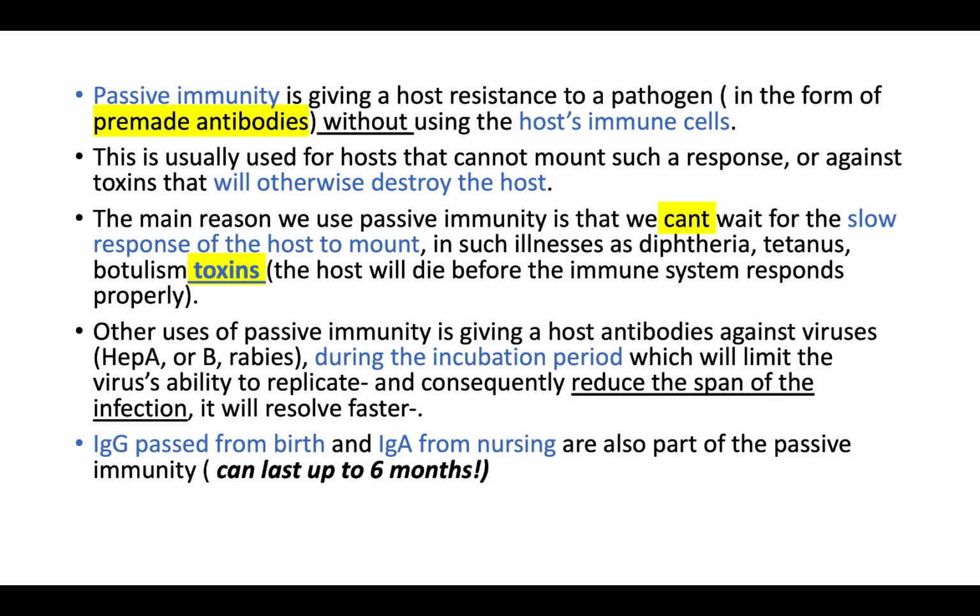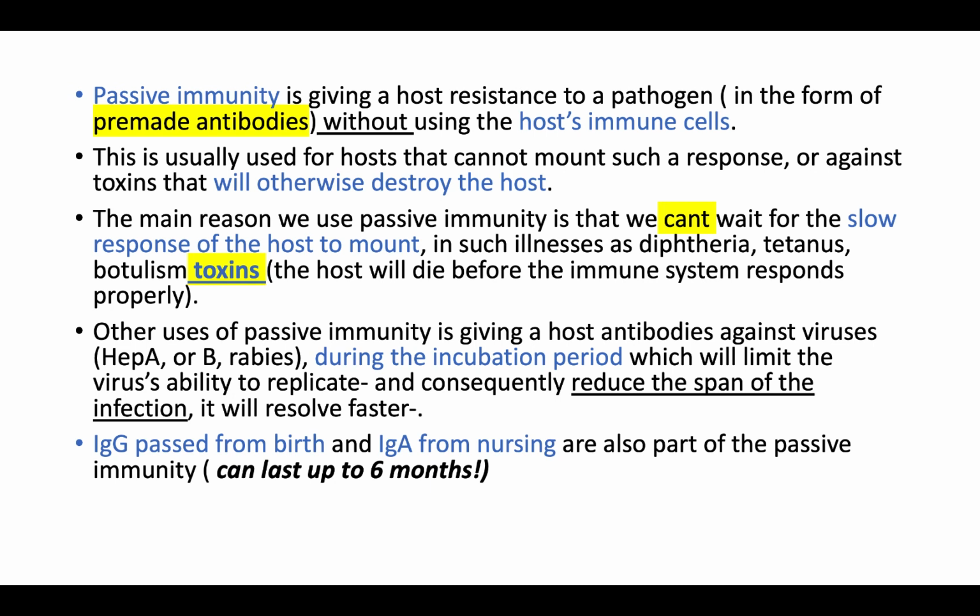Next time he will have active immunity, but for this time, so he can survive, I will give him passive immunity. So that's the main reason we use passive immunity, because sometimes we cannot wait for the slow response of the host to mount. There are many important things we use passive immunity for: diphtheria, tetanus, botulism, certain viruses too. There are also people who use passive immunity to cover people with severe COVID as well.